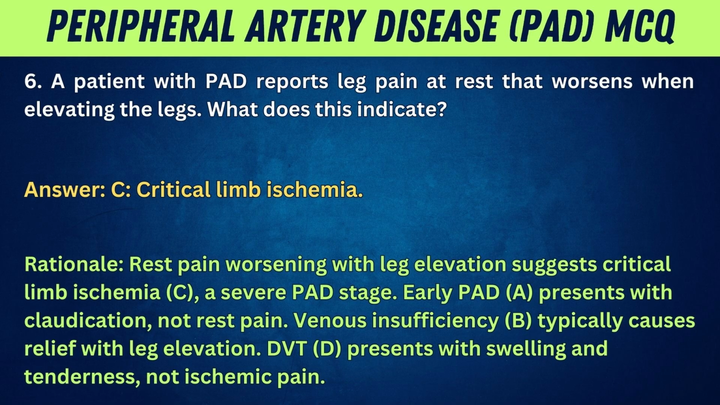Early PAD, A, presents with claudication, not rest pain. Venous insufficiency, B, typically causes relief with leg elevation. DVT, D, presents with swelling and tenderness, not ischemic pain.